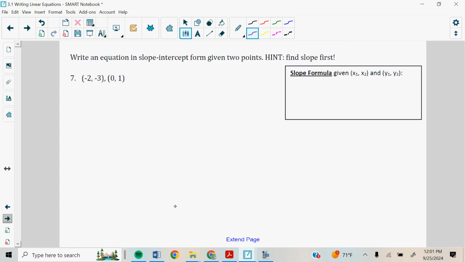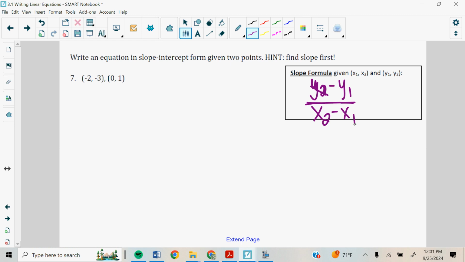All right, so write an equation in slope-intercept form given the 2 points. Hint, find the slope first. So if you take a look at the wall or in previous notes, I know we wrote this at least once, our slope formula, y2 minus y1 over x2 minus x1. I almost wrote y1. All right, let's clean that up there. Y2 and minus x1. There we go.